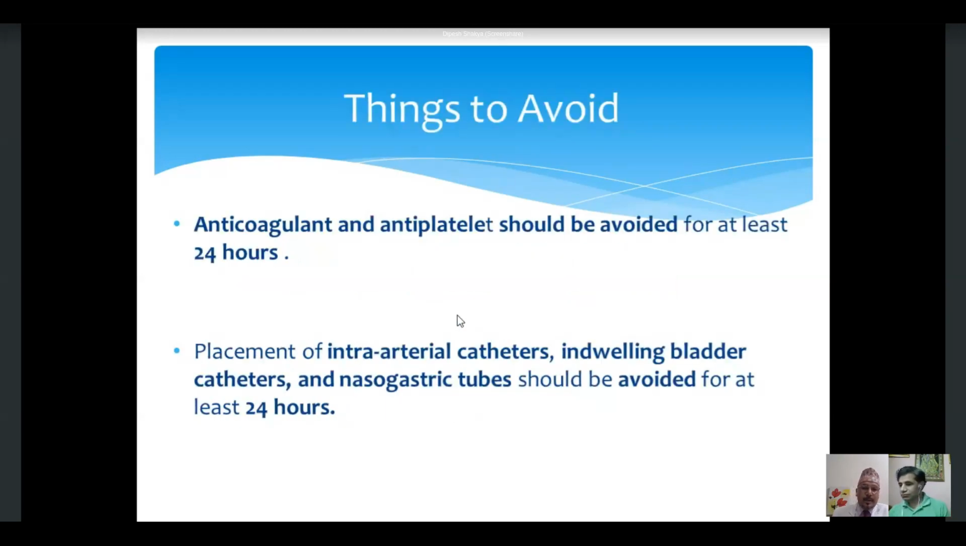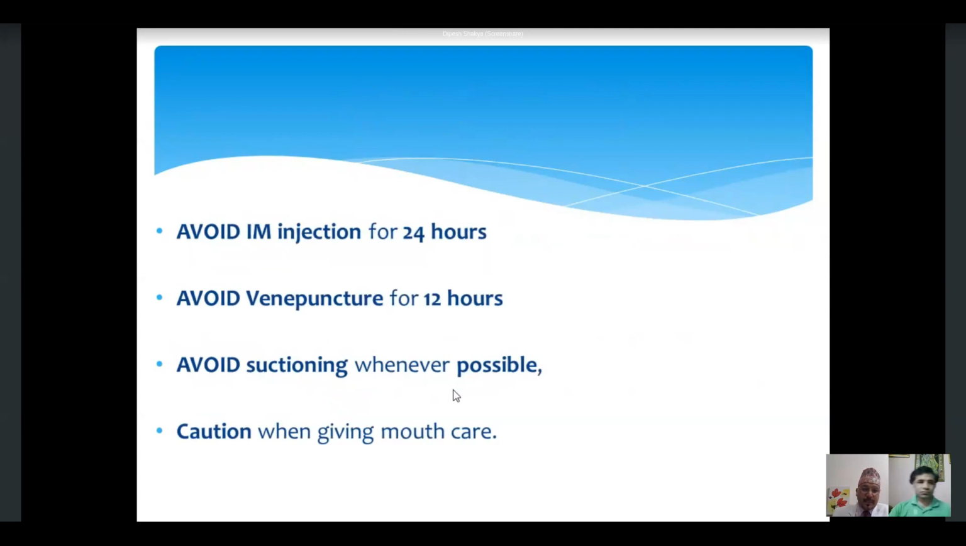Things to be avoided: anticoagulants and antiplatelets, such as warfarin, heparin, and aspirin, should be avoided for at least 24 hours. Intra-arterial catheters, indwelling bladder catheters, and nasogastric tubes should be avoided for at least 24 hours unless very necessary. If catheterization is necessary, we can do it only after 1.5 hours post thrombolytic. Avoid IM injection for 24 hours. Avoid venipuncture for 12 hours. Avoid suction whenever possible. Be cautious when giving mouth care. So these are things you should avoid and be careful of.